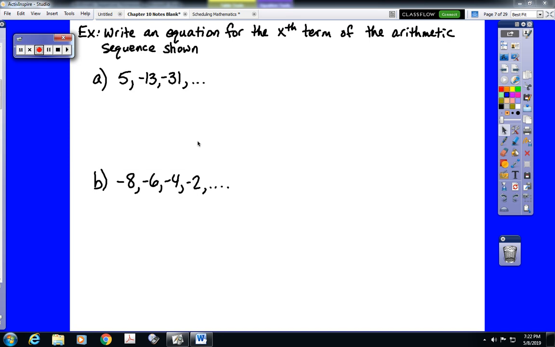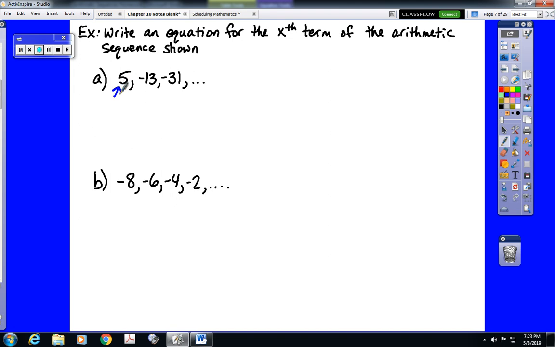This video will cover how to write an equation for the xth term of an arithmetic sequence. We're going to look at two different problem types here, one where we are given the entire sequence and one where we are given specific information about the sequence. So if we are given the entire sequence, such as these two examples here, we only need to know two things to write the equation.